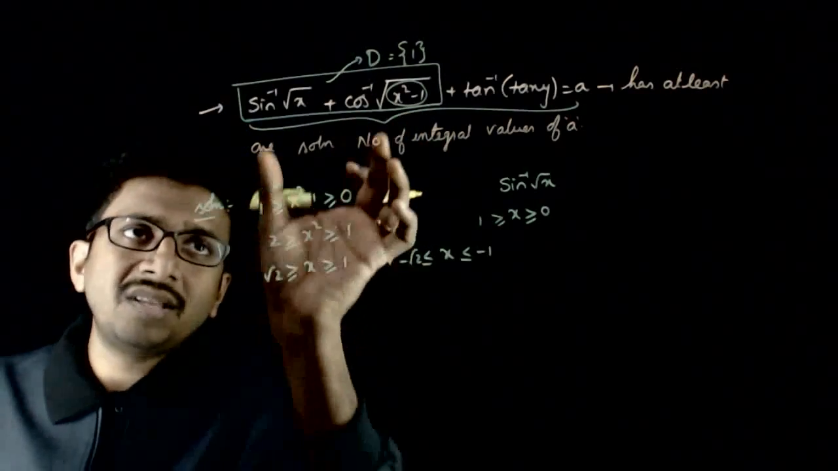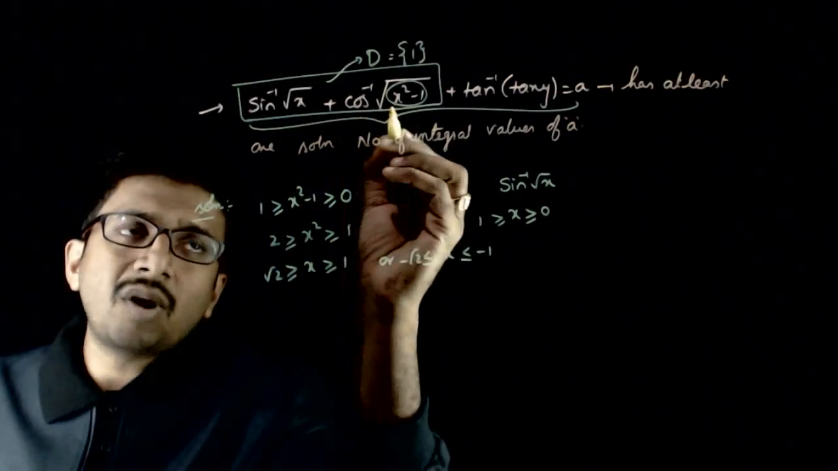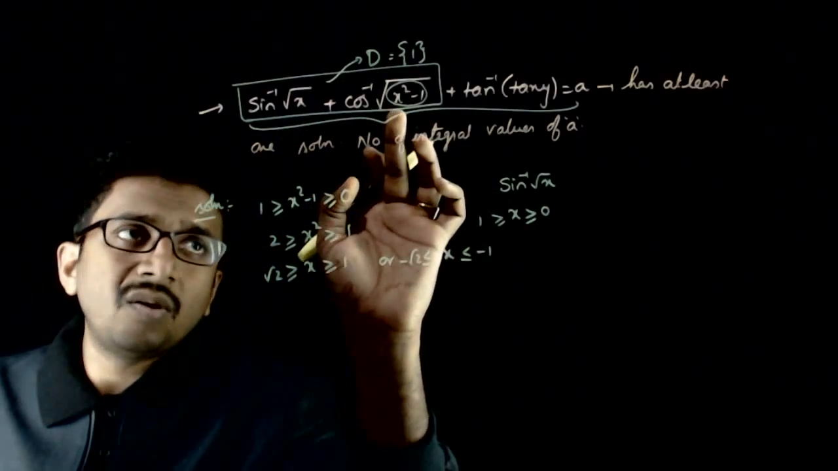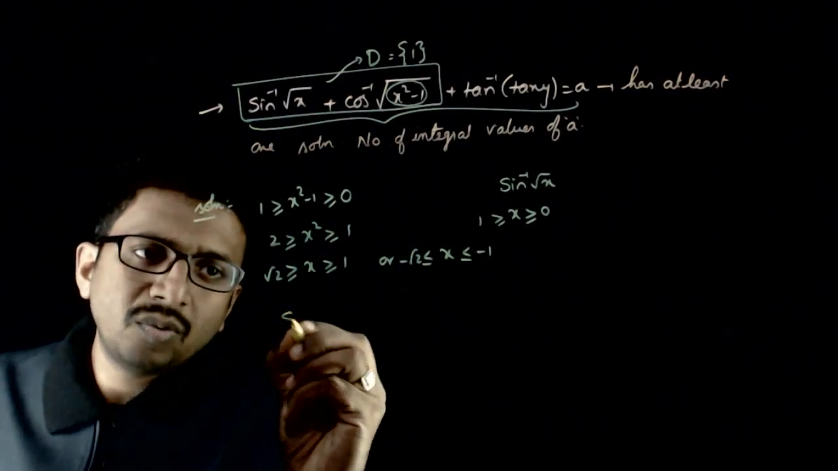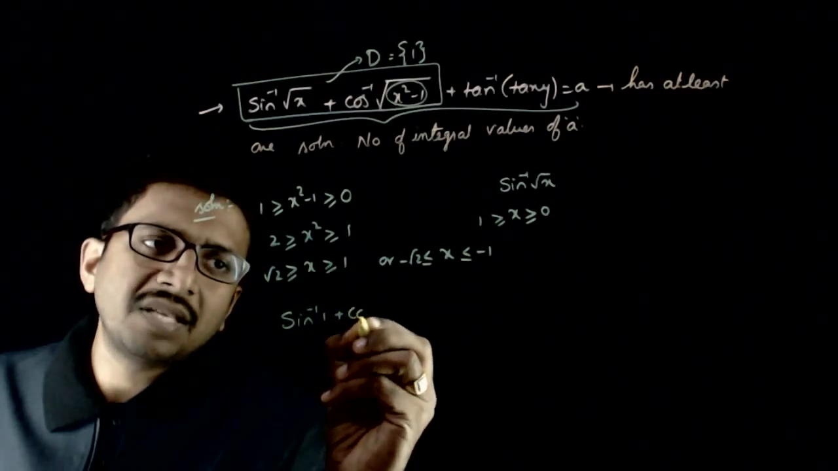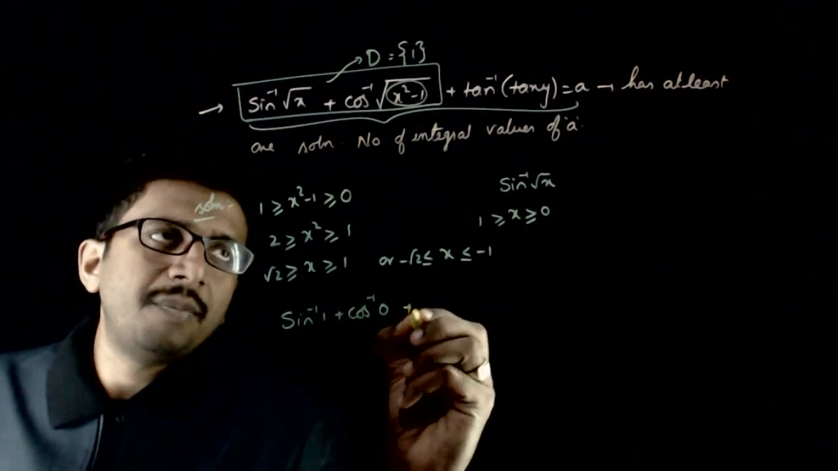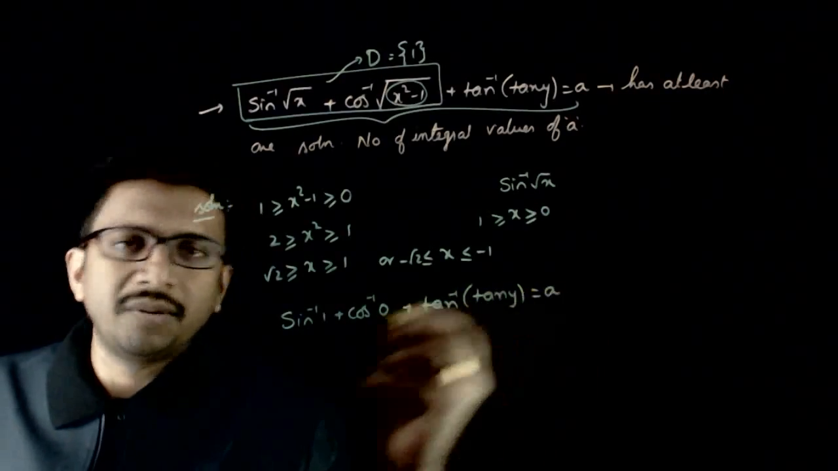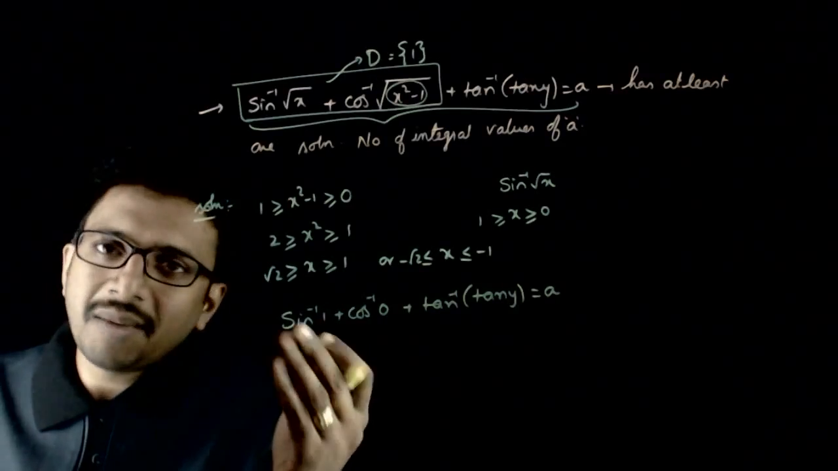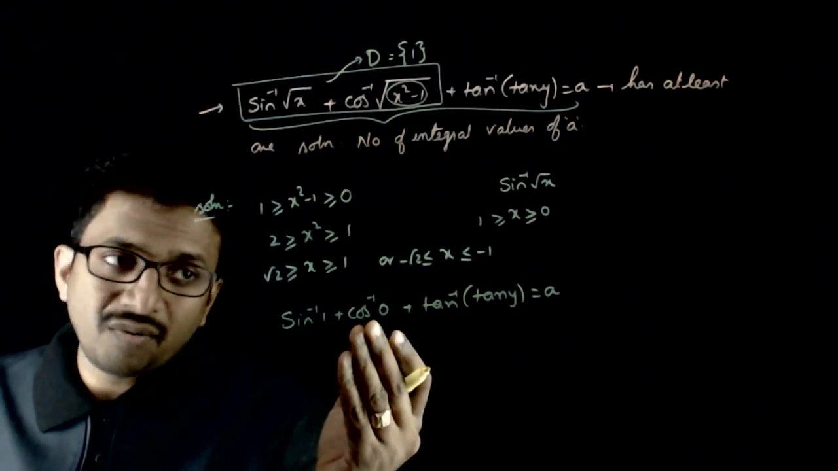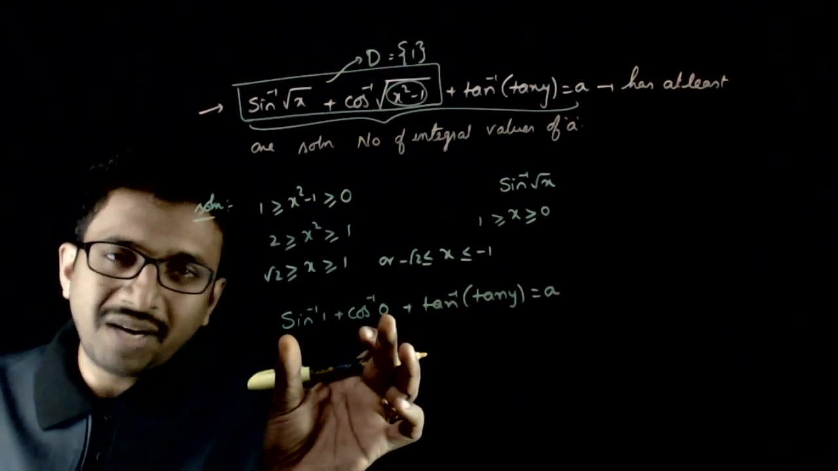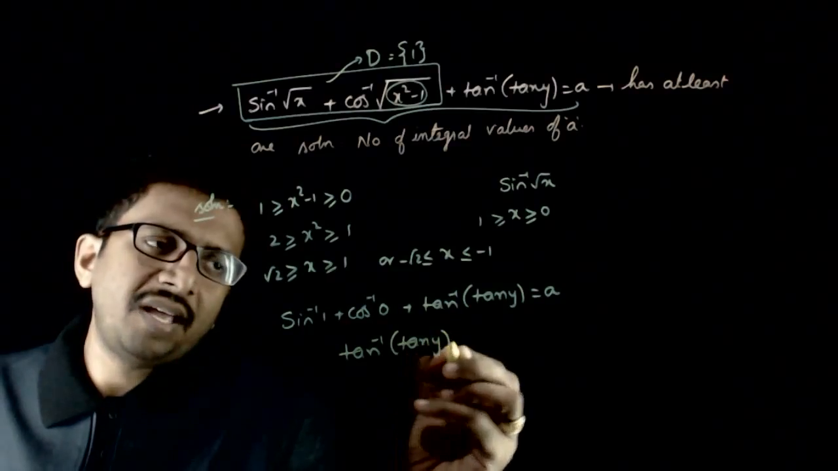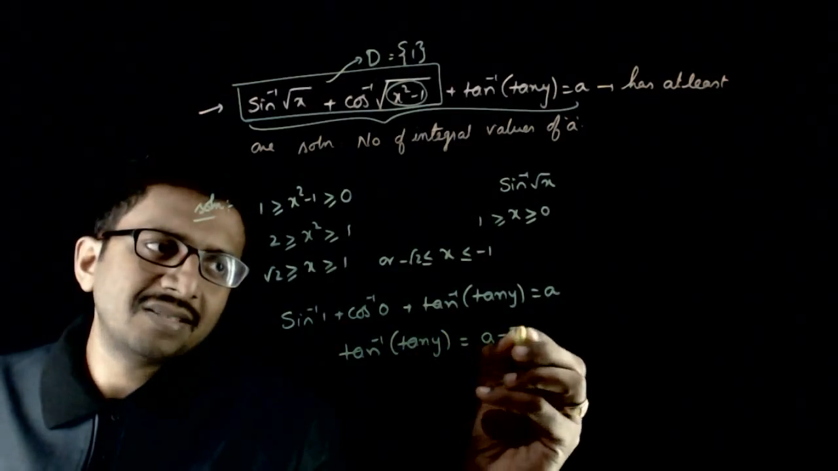And when x is equal to 1, this expression is sine inverse of 1 plus cos inverse of 1 minus 1, which is 0. So sine inverse of 1 plus cos inverse of 0 plus tan inverse of tan y is equal to a. What is sine inverse of 1? Pi by 2. Cos inverse of 0 is also equal to pi by 2. So this combines to give pi. So tan inverse of tan y has to be equal to a minus pi.